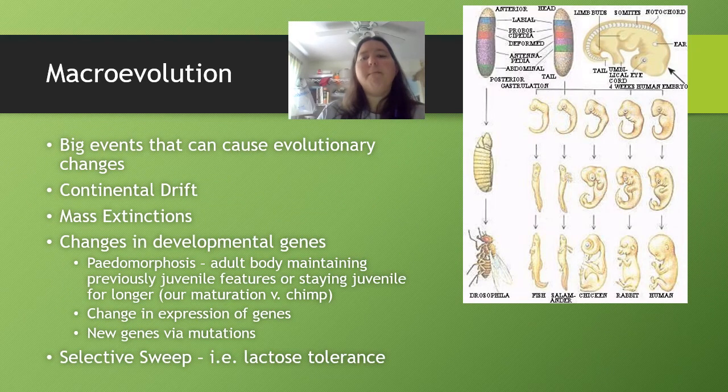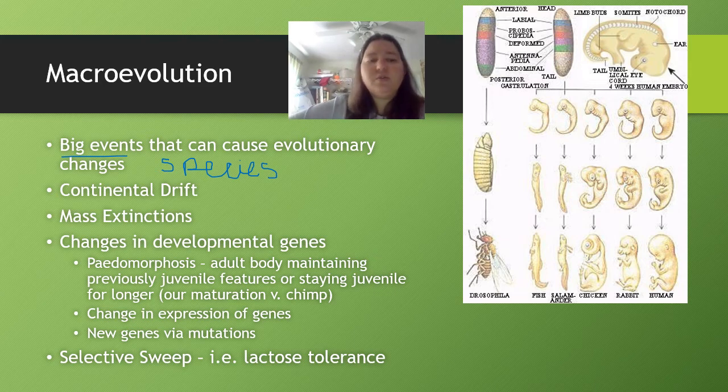Coupled with that is macroevolution. So macroevolution are the big events that actually cause changes to the species. So these actually change species. So continental drift, plate tectonics, moving away from each other, mass extinctions, what killed the dinosaurs, that kind of thing. We don't have any more dinosaurs. All of those giant lizards, gone. But we have birds instead.